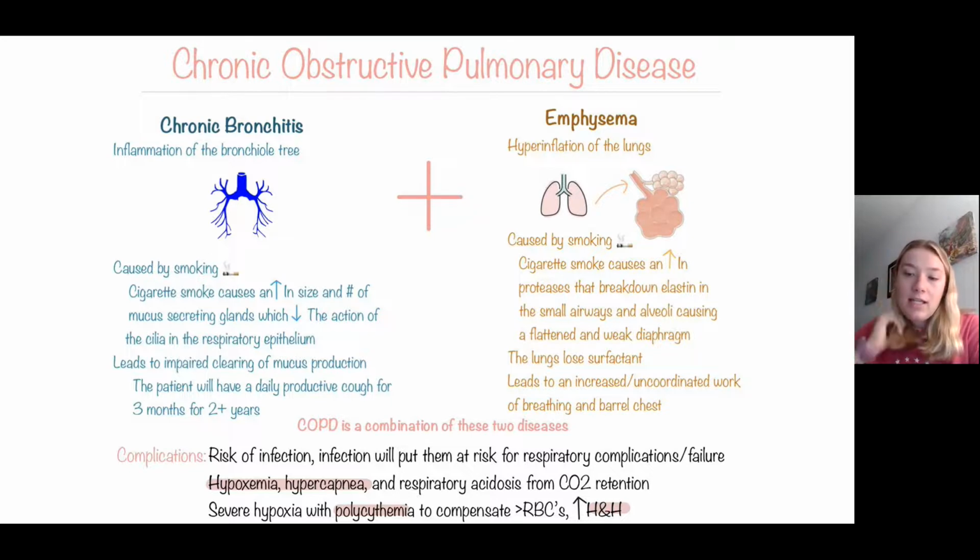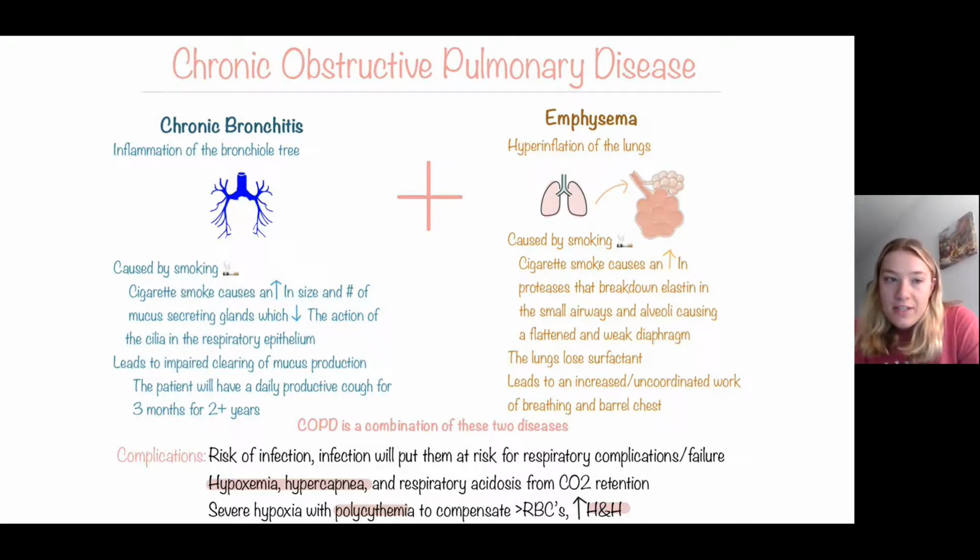So COPD is, again, a chronic disease combination of chronic bronchitis and emphysema. Not going to spend too much time going over the pathophysiology, but just really know the number one cause for this is smoking. So what are we going to do? Educate all of our patients on smoking cessation, which we'll talk about at the end of this lecture.